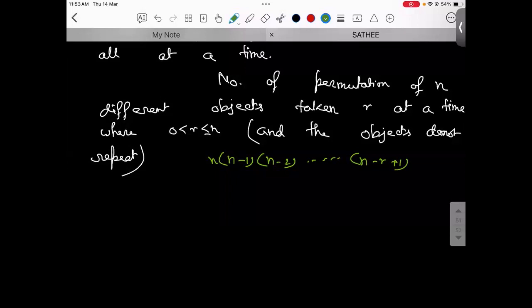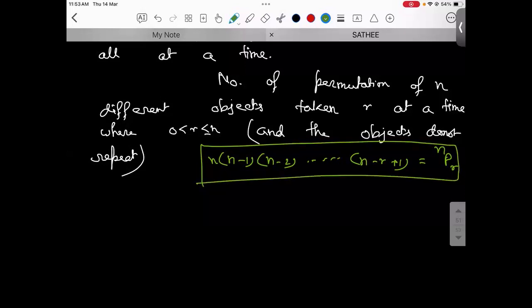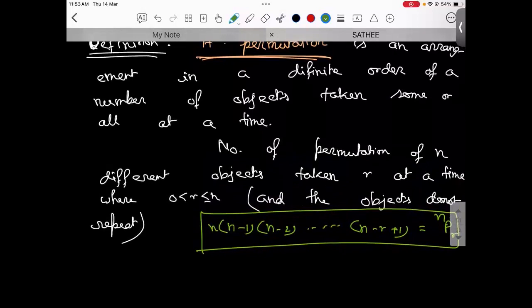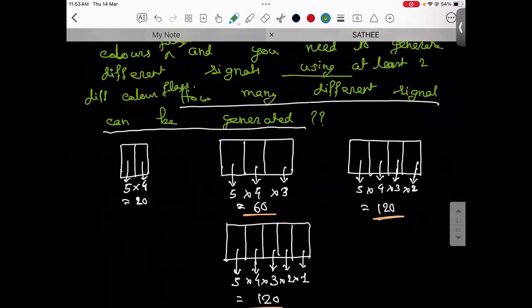Now I will tell you this formulation and how I can simplify this number in the next class. Before that, I can write this number with the notation nPr. I can denote this number by nPr, which is the number of permutations of n different objects taken R at a time. Now I will connect this definition with this example.